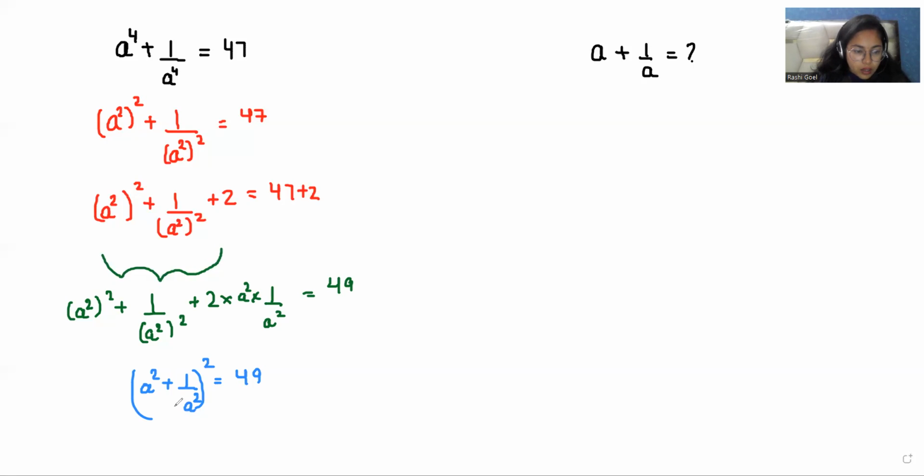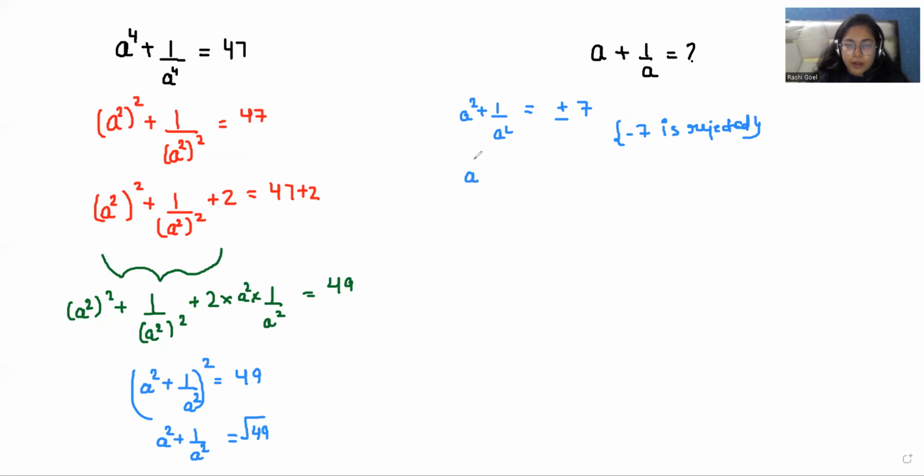Now here is a square; when it goes to the other side, it becomes a square root. So a^2 + 1/a^2 is under root 49. So the value of a^2 + 1/a^2 is plus minus 7. But minus 7 is rejected because this is a square, and in a square, minus minus is plus. So minus 7 is rejected. So we take the value of a^2 + 1/a^2 as 7.